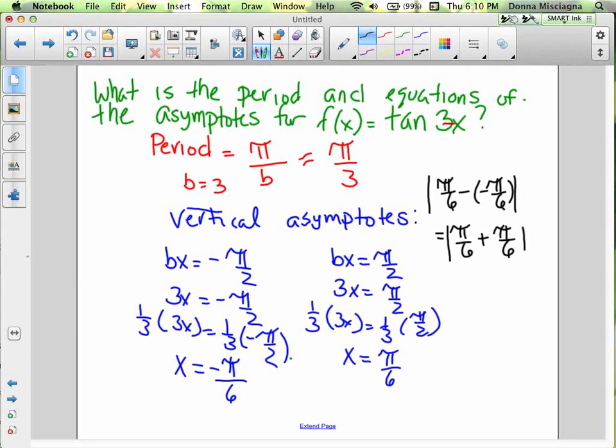And pi over 6 plus pi over 6 is 2 pi over 6. And the absolute value of 2 pi over 6 is just pi thirds. So notice that that distance between the two vertical asymptotes is the exact same thing as the period.